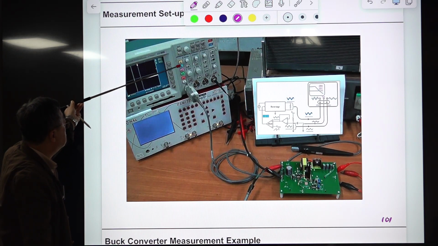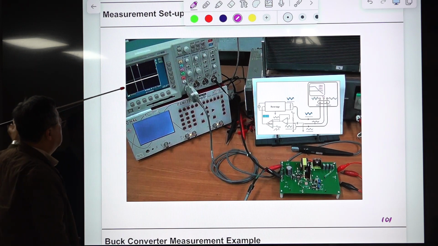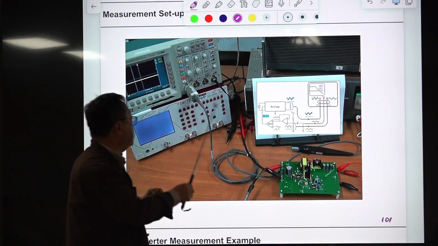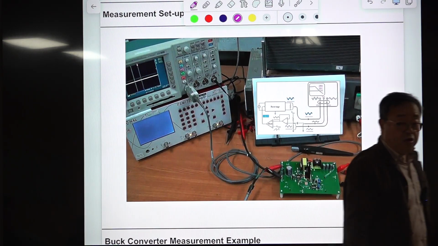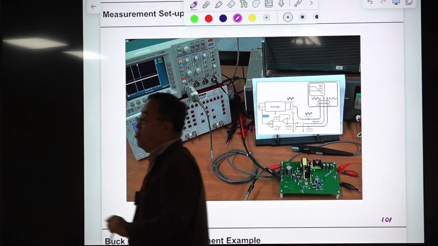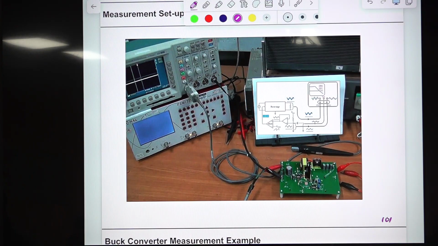Unfortunately, there is no screen, no image here, but it would be better if I showed the modulation of the duty ratio. I prepared one video for this, but this is a very simple case, and I prepared the video for the loop gain measurement. Loop gain measurement requires some variation. It's not straightforward like this, so I'll show you the video when we are talking about the loop gain. You should wait until the loop gain discussion comes up.